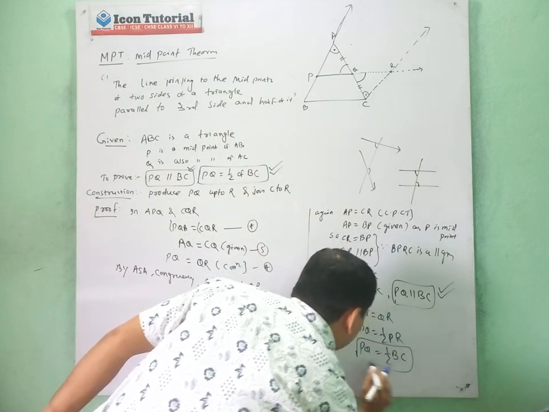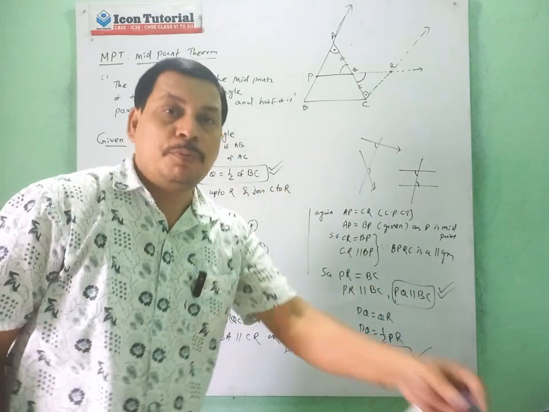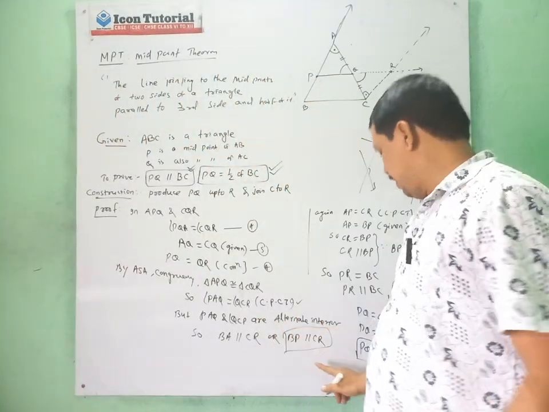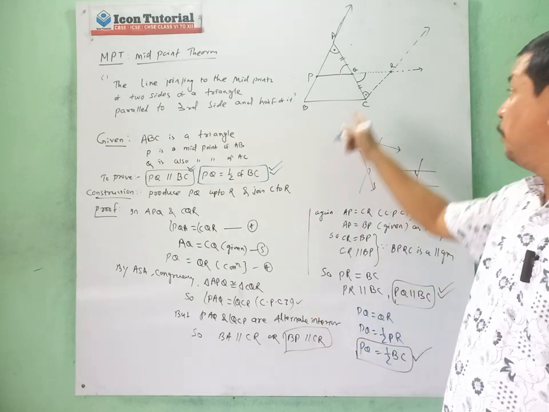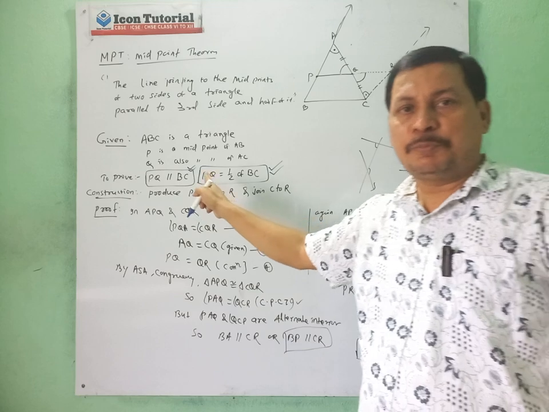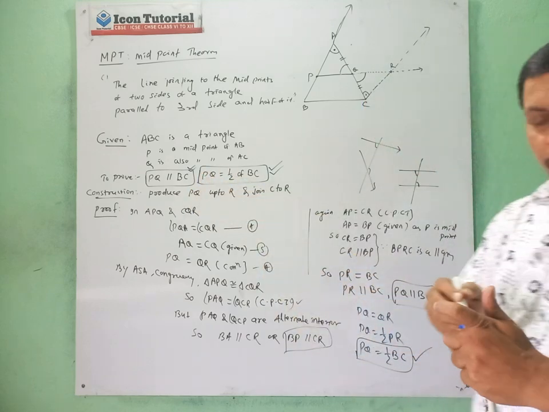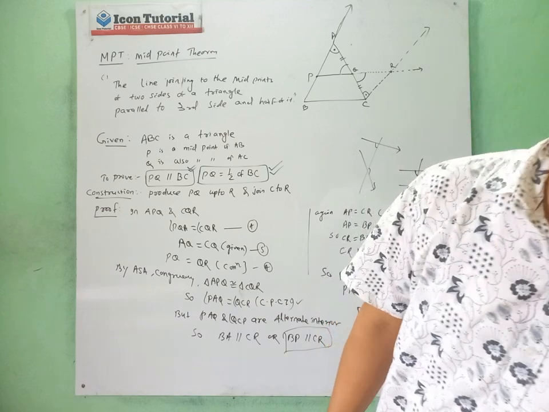Now look here, this is equal to what? Once again, PQ is half of BC. So PQ is half of BC. Got it? There are two proofs. Now PQ is half of BC and PQ is parallel to BC. I hope you understood very clearly. Okay.